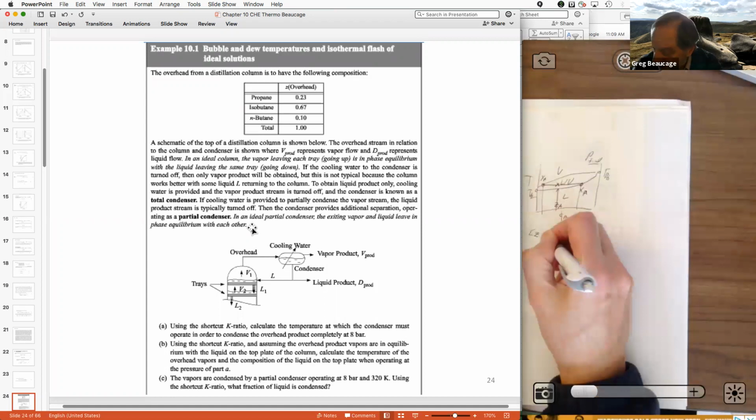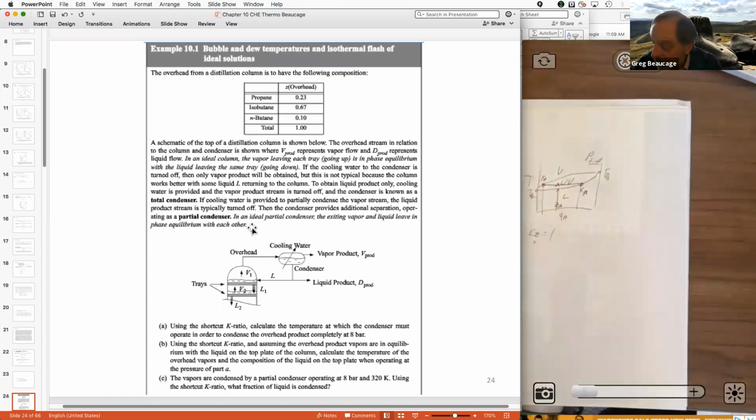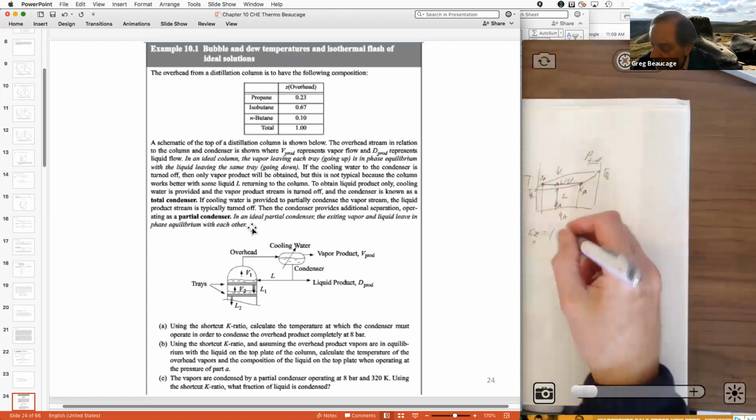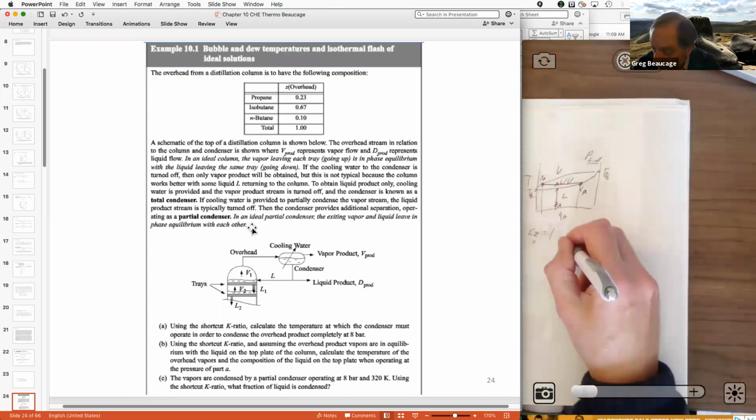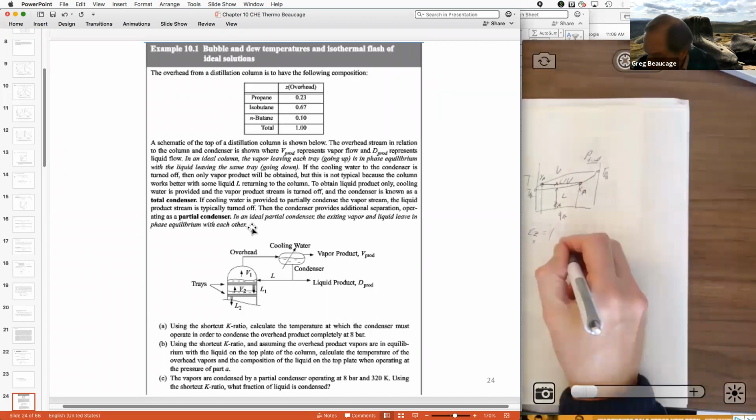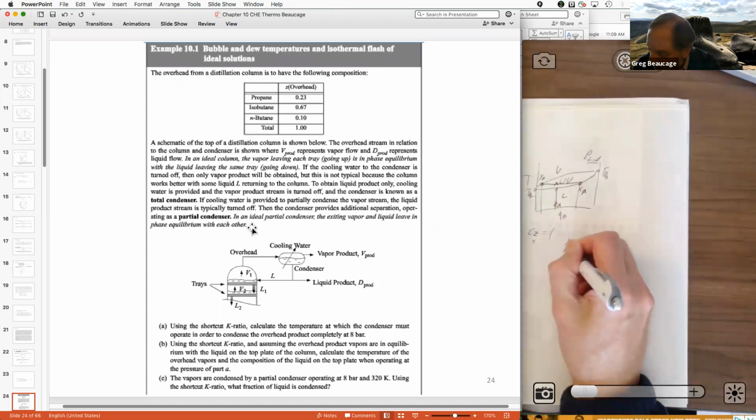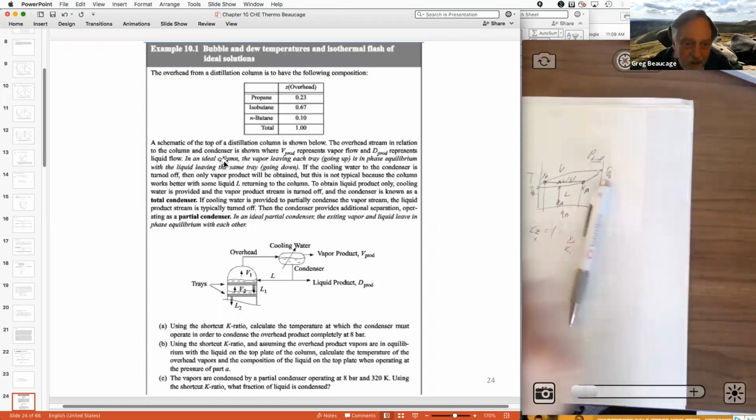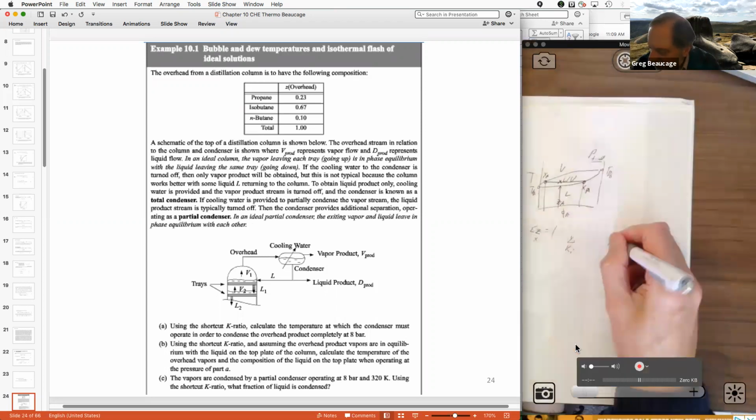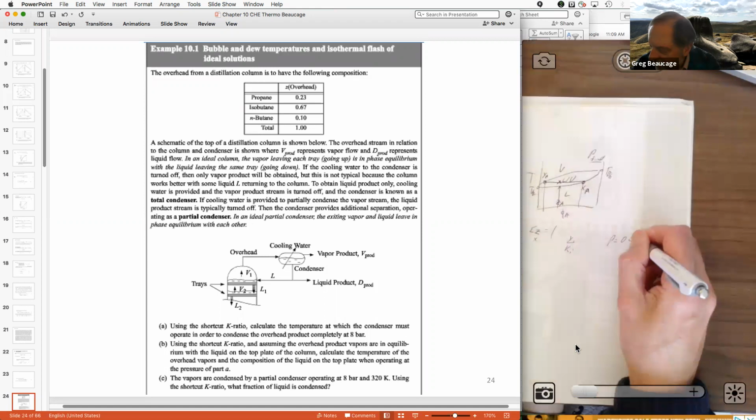If you assume Z is X, it would be sum of Z equals 1. And to find the dew point, X is Yi divided by Ki. If you know the temperature, it gives the temperature here. Schematic, use a shortcut K ratio. Condenser must operate in order to condense the overhead product completely at 8 bar. So it's 0.8. You know the pressure. So P equals 0.8 megapascal.